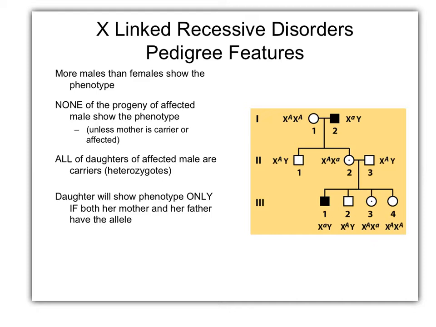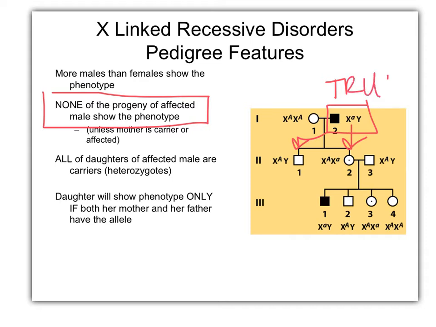So if we go through the rules, none of the progeny of the affected male show the phenotype. That is true, correct? True. Yes, I like what you've done here. All of the daughters of the affected male are carriers. Yes, they have to be.